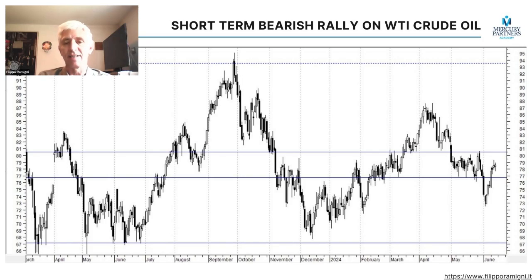In the meantime, as I said at the beginning, we are registering a series of descending highs and lows. You see, every high is lower than before, and every low is lower than before, and that characterizes a short-term rally. So basically, in this situation, the WTI could go further down, reaching the lower part of the trading range, say below $70.